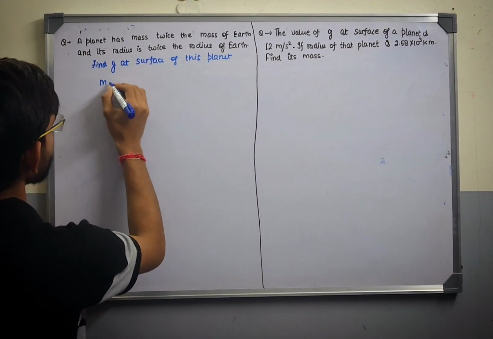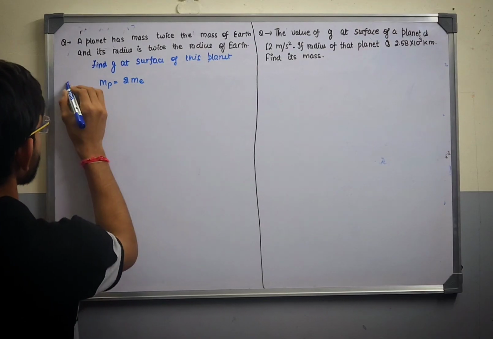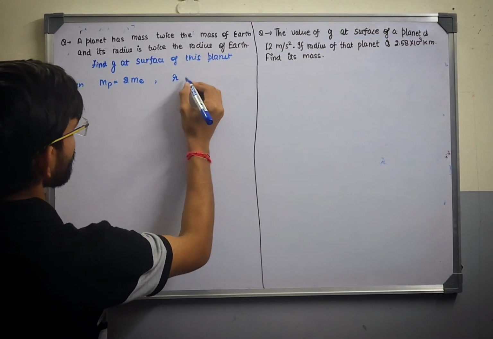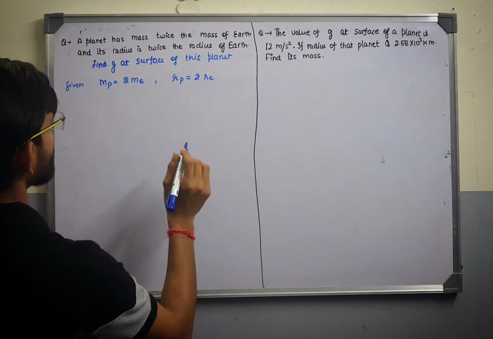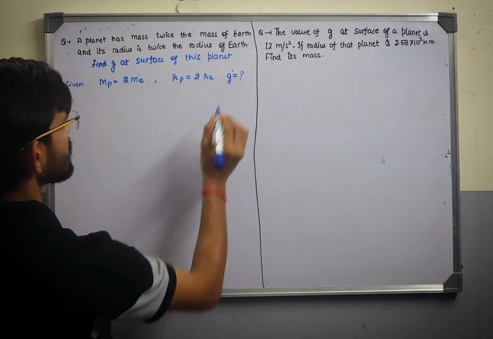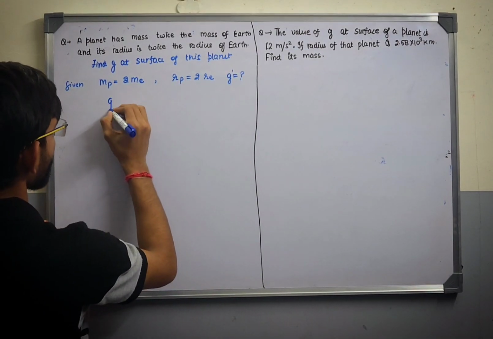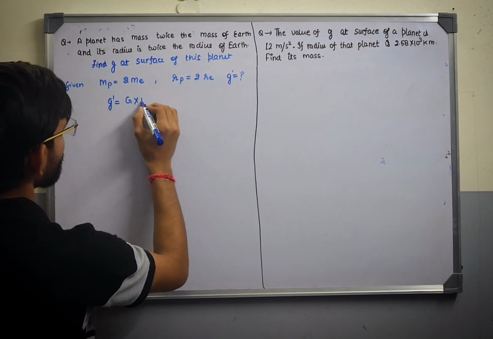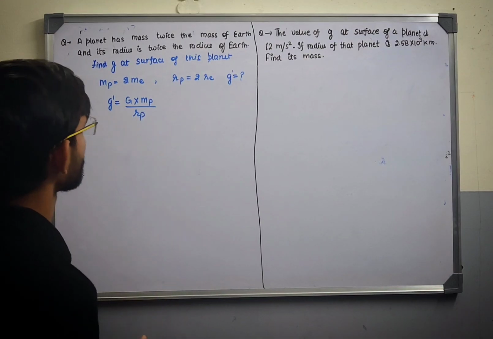Mass of that planet is 2 into mass of Earth. This is the given part. And radius of that planet is twice the radius of Earth, and we have to find the acceleration due to gravity at the surface of that planet. So acceleration due to gravity is given by g into mass of planet upon radius of planet.